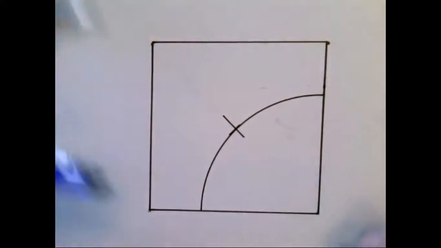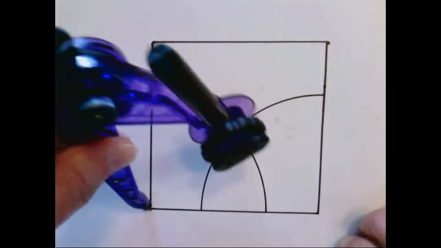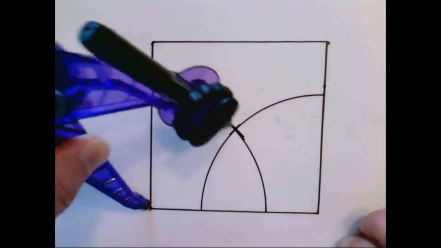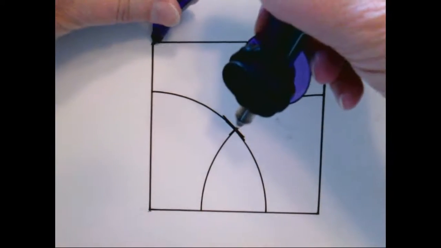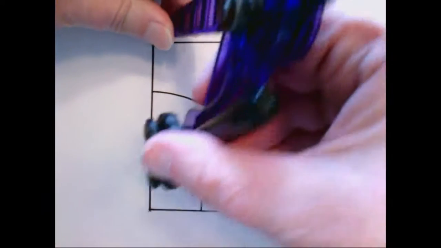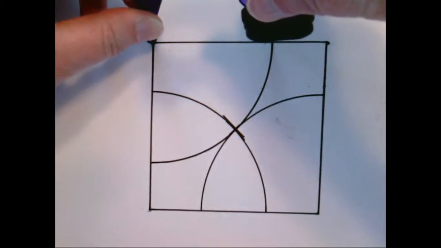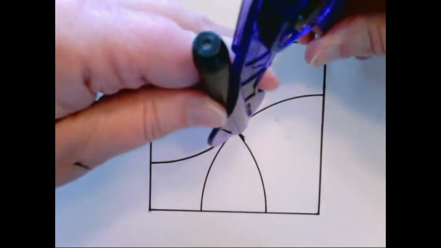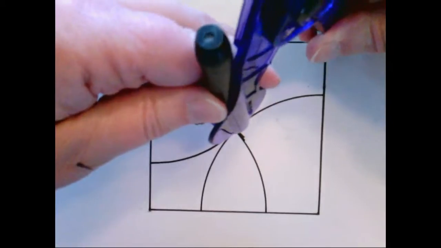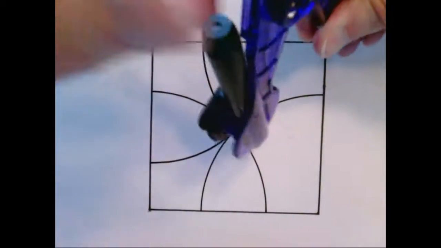So there's one. Here's the second one. Oops, I think my compass slipped a little bit. There we go, that's better. Here is the third one. And notice how those are all intersecting right at this center point. And the fourth one. Gotta get the other half of it over here.